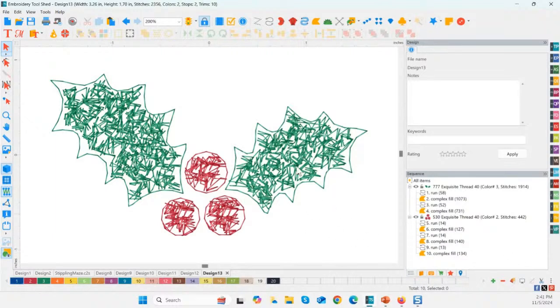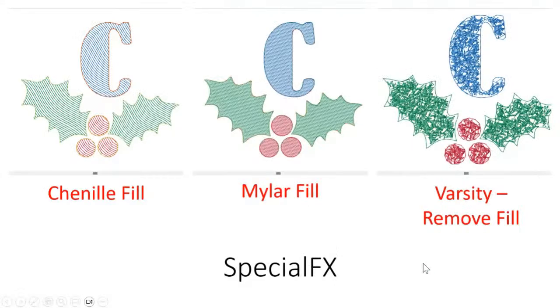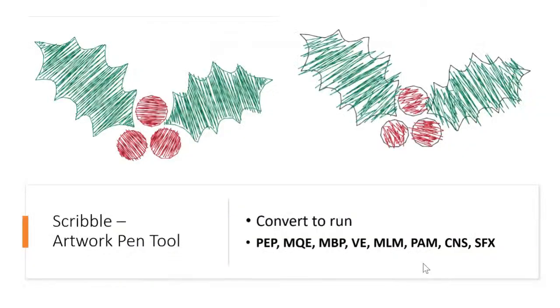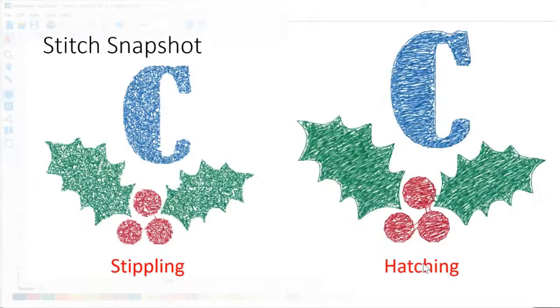So that is the Special FX. If you own Special FX, artwork to Mylar, artwork to chenille, artwork to varsity, and you've got 3 different looks. So pretty cool, right? Okay, so let me flip back over here. So we talked about those 3. And so the next thing I want to share with you is stitch snapshot really quickly. And then after stitch snapshot, we're going to do this scribble and how to manually do those stitches.